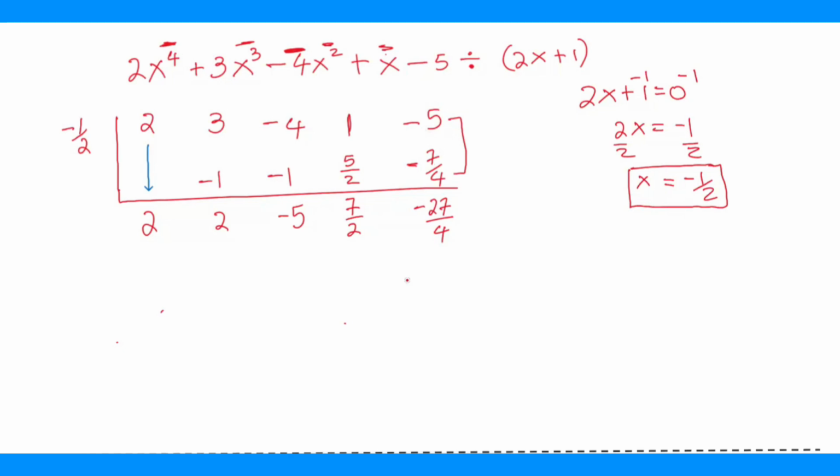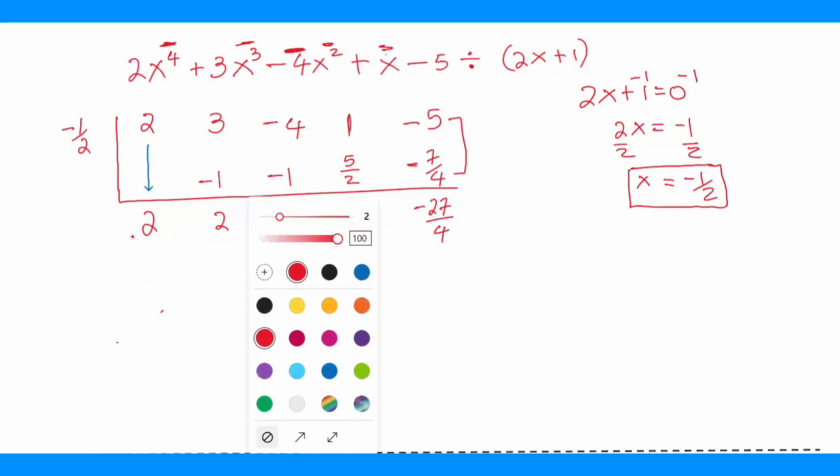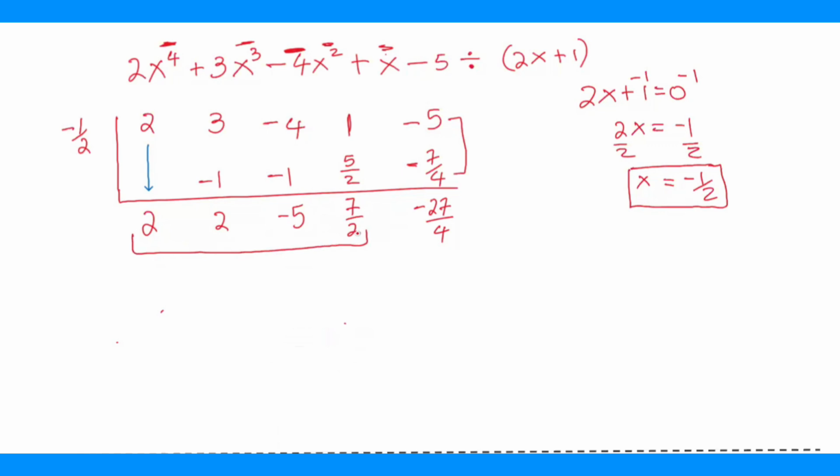So basically, we are almost at the end right there, where now we're just going to put together our answer to see what we have. Now, let's take a look at what we have. So these are my coefficients right here, right? This is my remainder. So the remainder is -27/4. So we're going to have that.